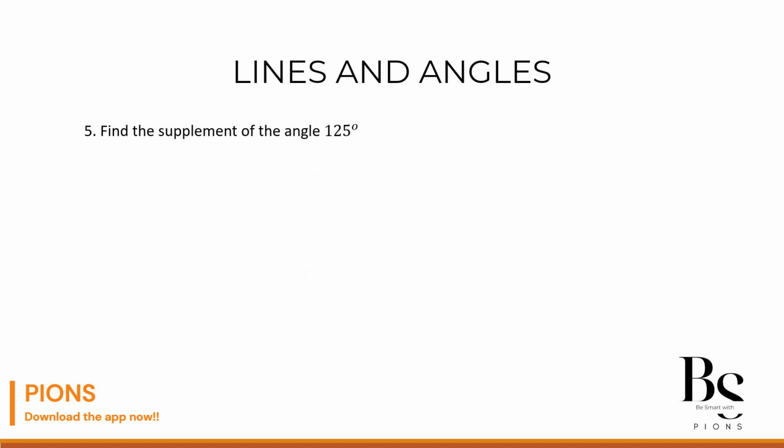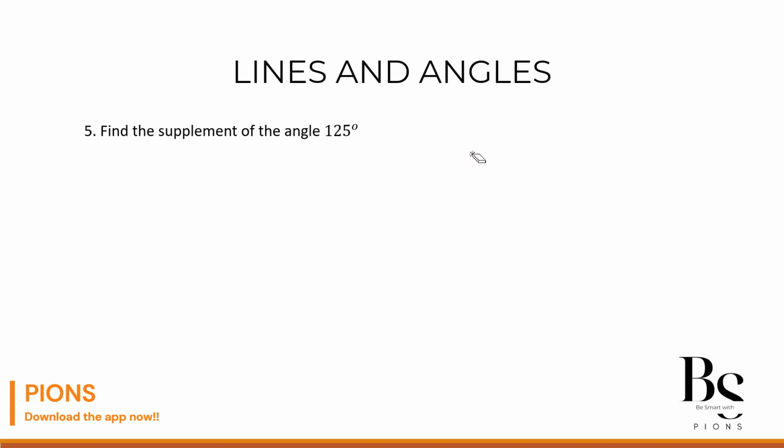It says, find the supplement of the angle 125 degree. So let's see what is supplement first. When you add any two angles, angle 1 plus angle 2, the sum should be equal to 180 degree. If you're adding two angles and the sum is giving you 180 degrees, then angle 1 and angle 2 are known as supplementary angles. Or you can say angle 2 is the supplement of angle 1 and angle 1 is the supplement of angle 2.